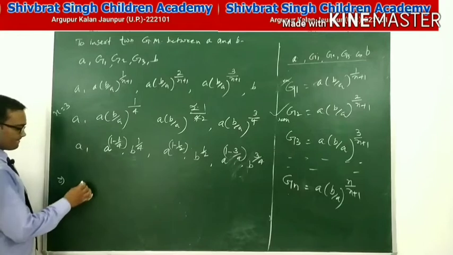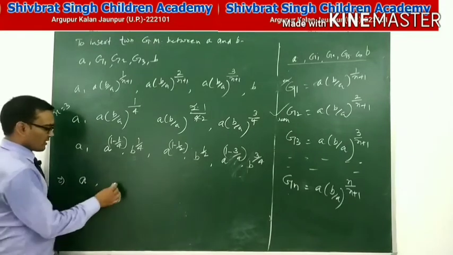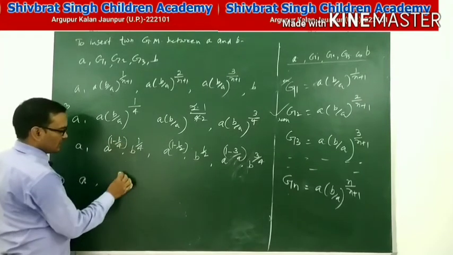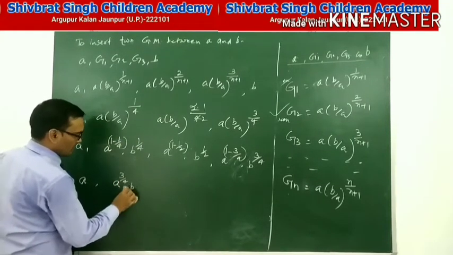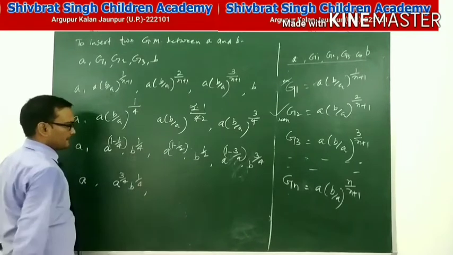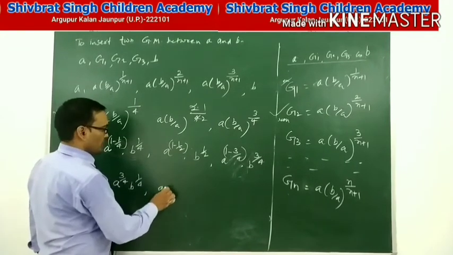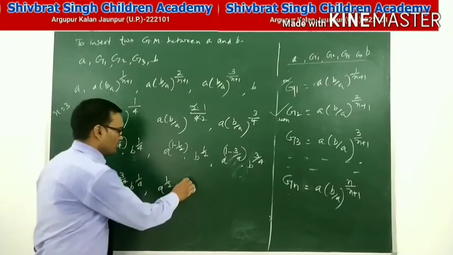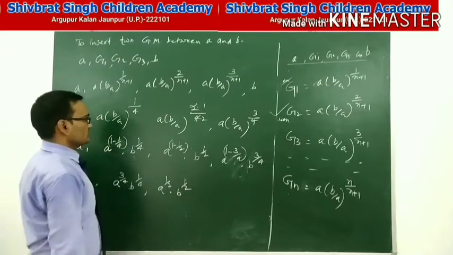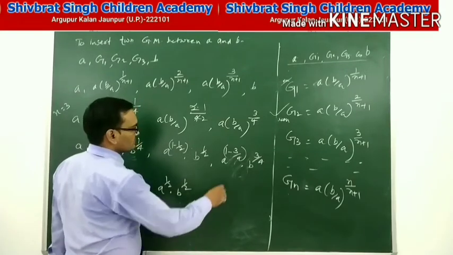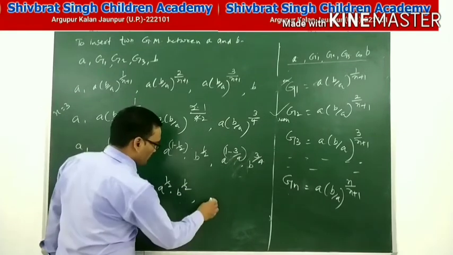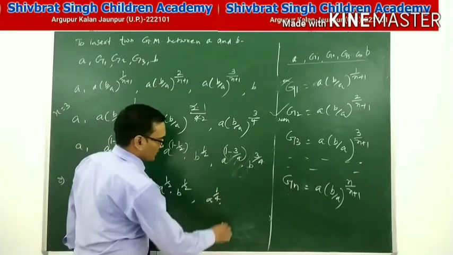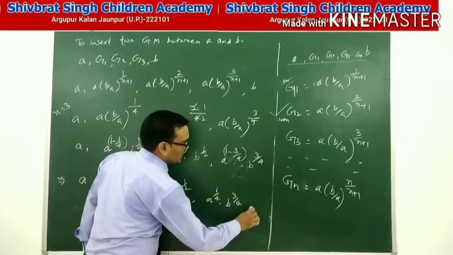This implies A, comma, A to the power 3 by 4 and B to the power 1 by 4, comma, A to the power 1 by 2 and B to the power 1 by 2, comma, A to the power 1 by 4, comma, B to the power 3 by 4, and comma, B.